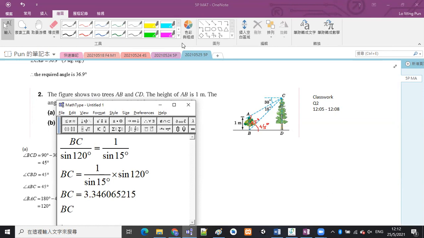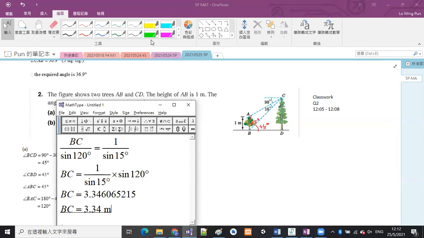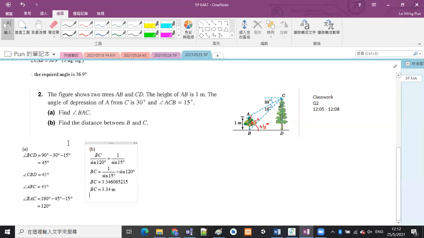Therefore, I need to correct this to 3 significant figures. And the unit is meters. That is the answer. Can you get this? Am I correct? Okay. Sorry? Yes, I'm not correct. Should be 3.35. Yes. Sorry. Why did I type 4? Should be 5. It's my fault. Sorry. Yes, because it should be rounded off.